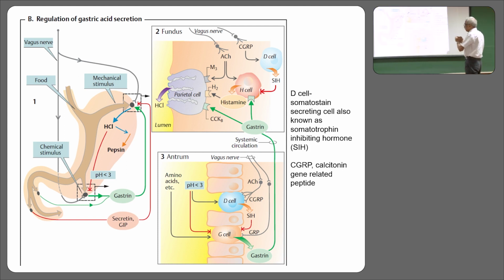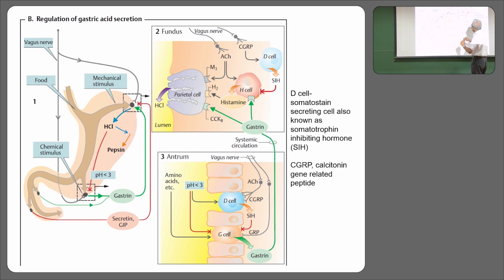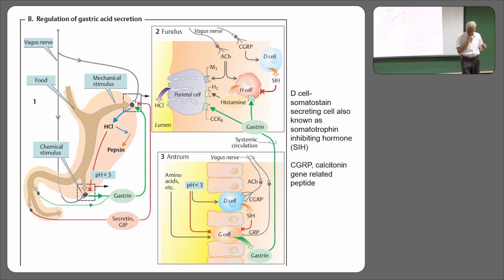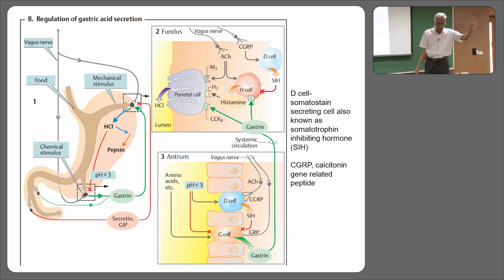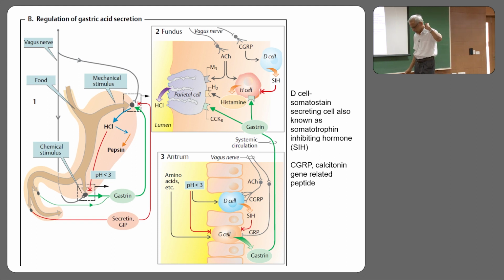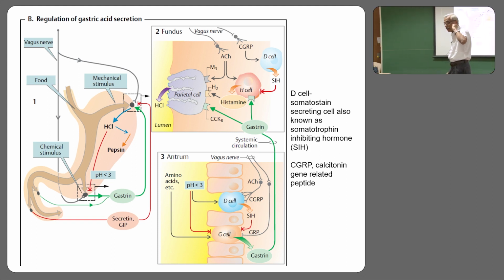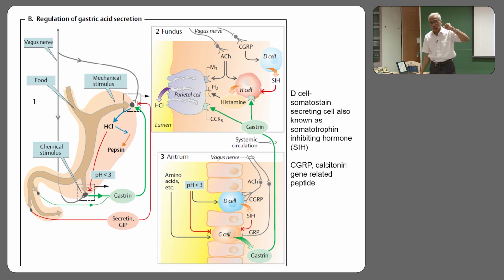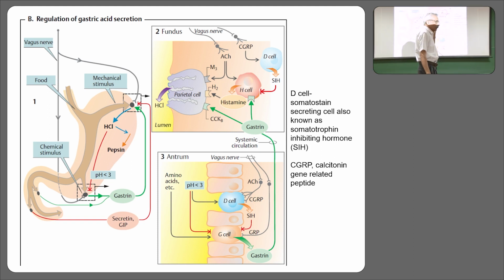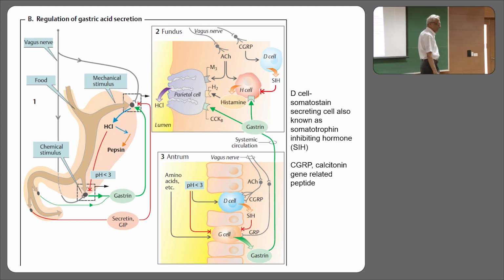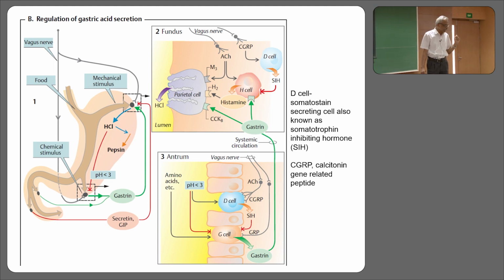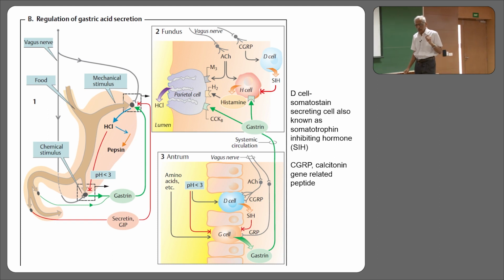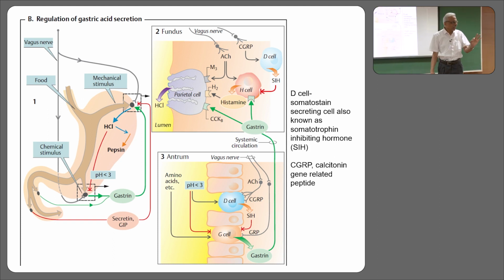Good. Now, what are the 3 stimulants? Acetylcholine, histamine, and gastrin. Good. Now, there is a 4th character, and the 4th character is called somatostatin. Say that again. Somatostatin.